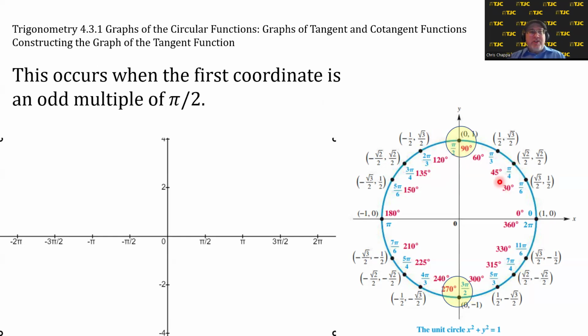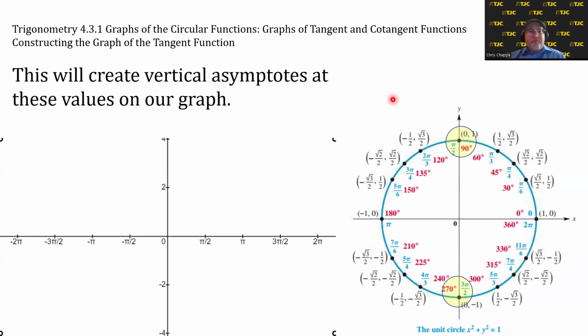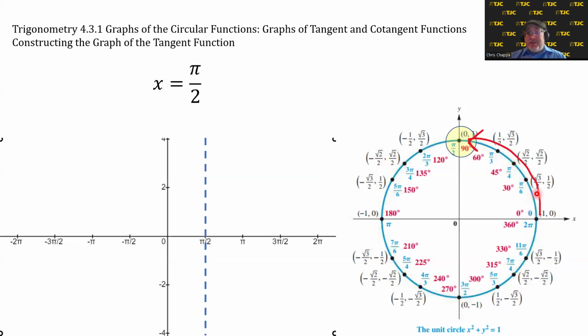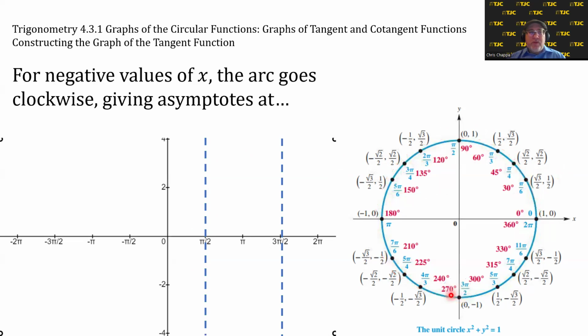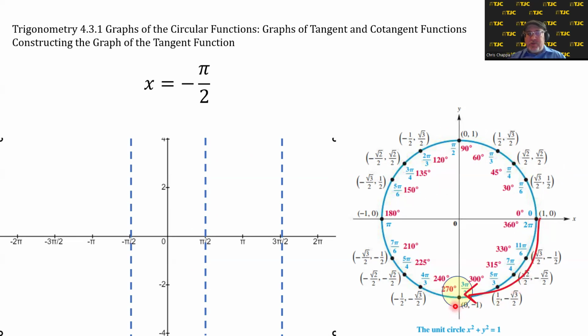This occurs when the arc is at an odd multiple of pi over 2. So 90 degrees times 1, 3, 5, 7, 9, odd numbers of pi over 2s. This will create vertical asymptotes at these values on our graph. So at x equals pi over 2, we have a vertical asymptote because tangent is undefined at pi over 2. And at 3 pi over 2, 3/4 of the way around the circle. And for negative values of x, the arc goes clockwise, giving asymptotes at negative pi over 2.